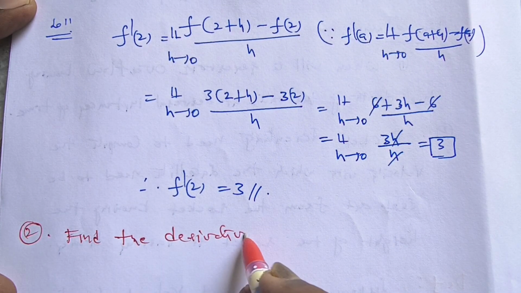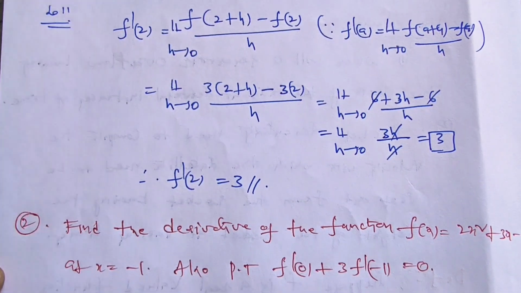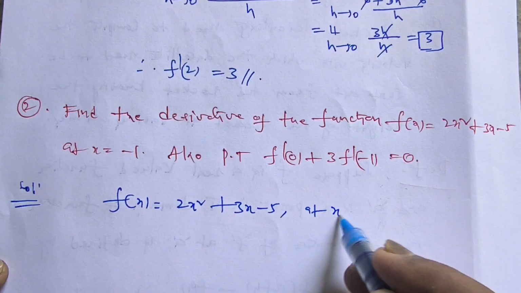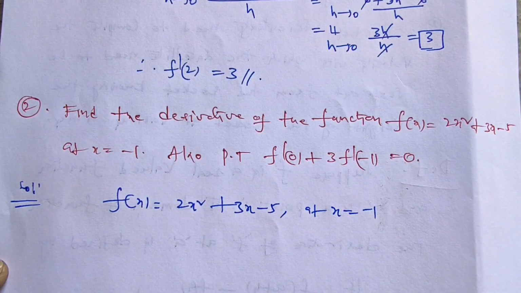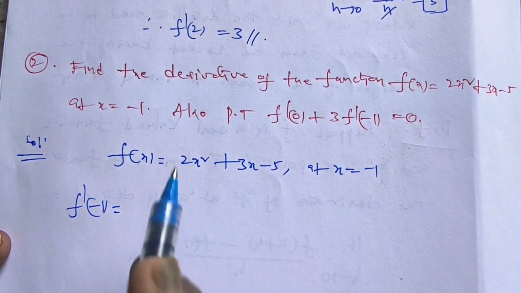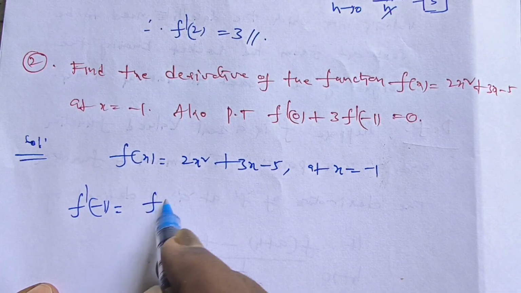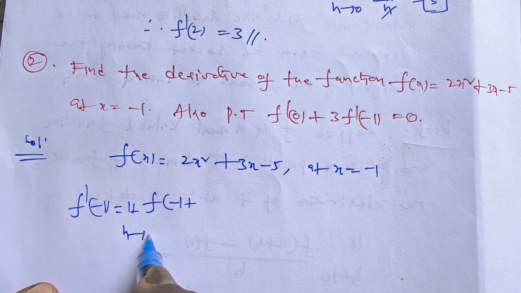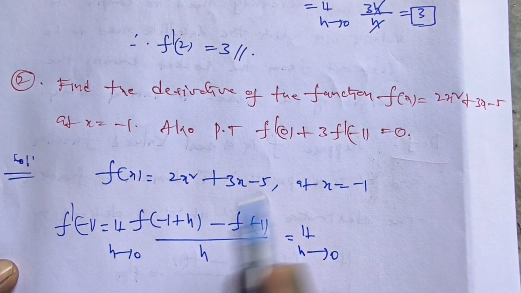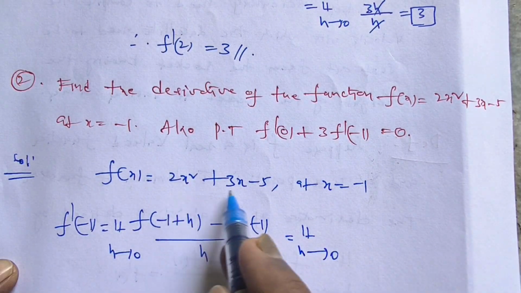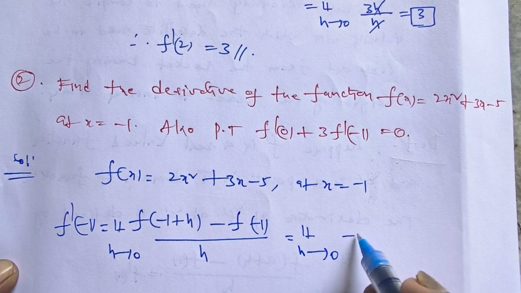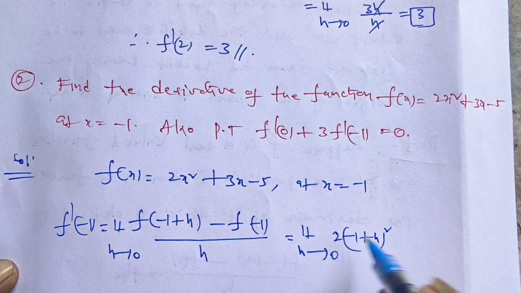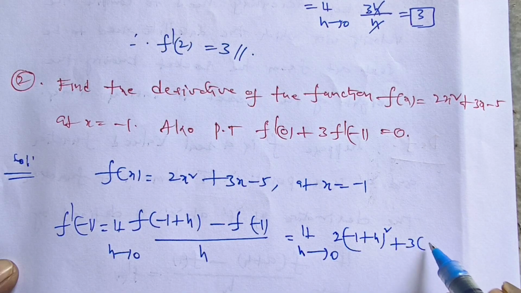Now the second example is, find the derivative of the function f of x is equal to 2x square plus 3x minus 5 at x is equal to minus 1, and also prove that f dash of 0 plus 3 into f dash of minus 1 is equal to 0. Given function is f of x is equal to 2x square plus 3x minus 5 and x is equal to minus 1. By using the same definition already used above, we want to find here f dash of minus 1.